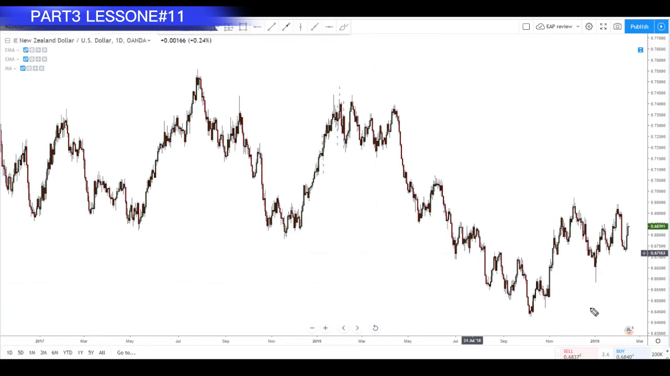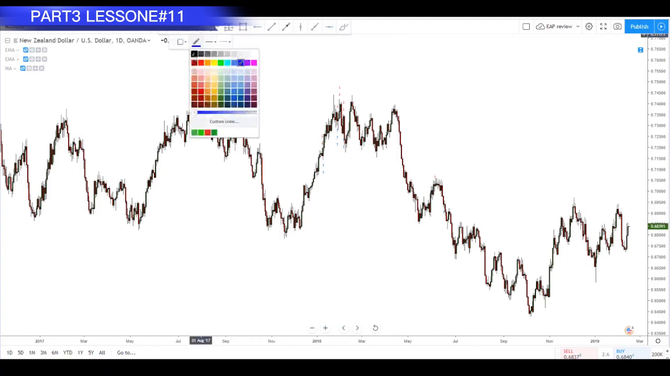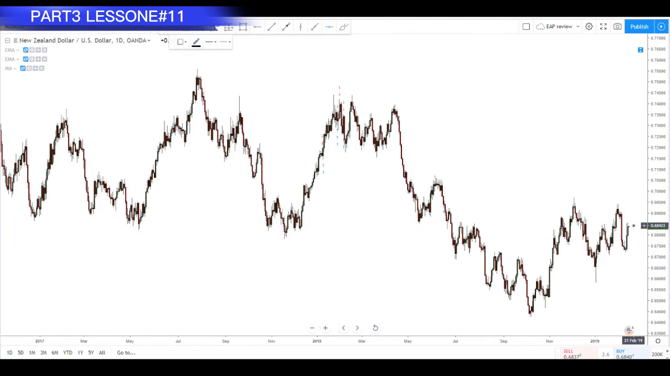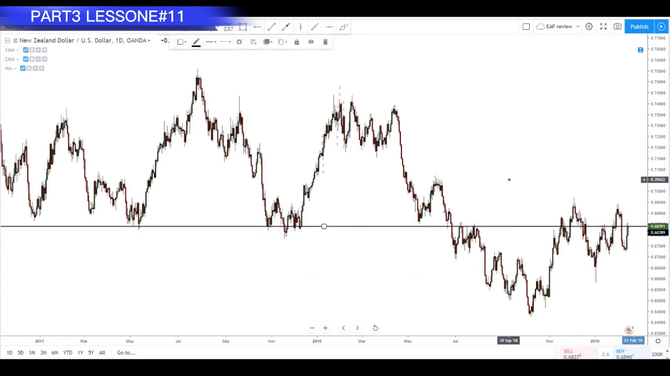So if you look down here, you will see we have 2019 back to 2017. And it doesn't have to be an exact science, guys. I just go about 2 years back. Once I have the chart scrolled about 2 years back, I always put a horizontal line wherever price action is. So right now, currently, we're at 0.6839 on the New Zealand dollar, which is the chart we're on. I'll go ahead and put a horizontal line right there.